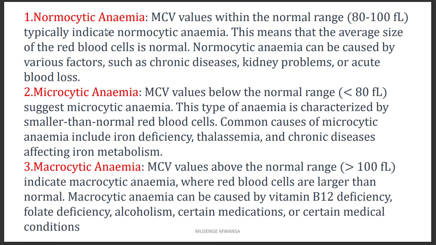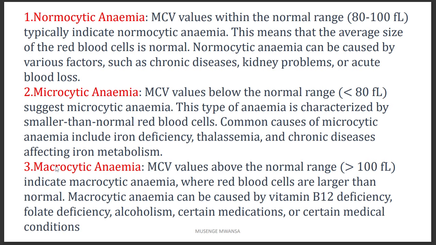So if you lose blood with a normal volume, that is called normocytic anemia, and that is due to conditions such as kidney problems or acute blood loss. For example, there's an accident that happens. If someone loses blood and they find that the blood which is lost has got a small volume, that might show that a person lacks iron, or it can be due to thalassemia, that is just a genetic condition, or it can be also due to chronic diseases that affect the metabolism of iron.